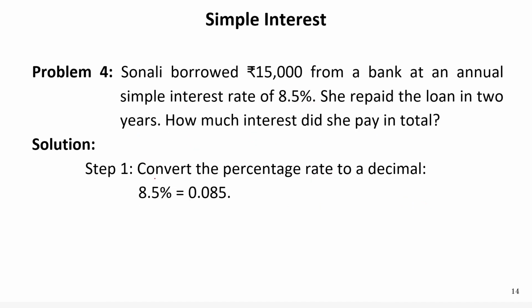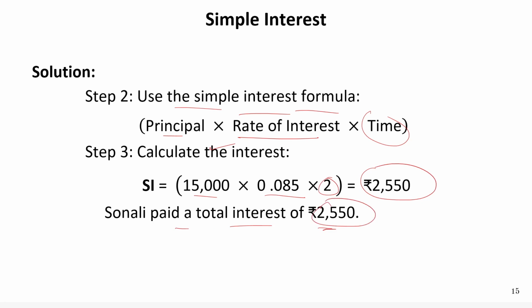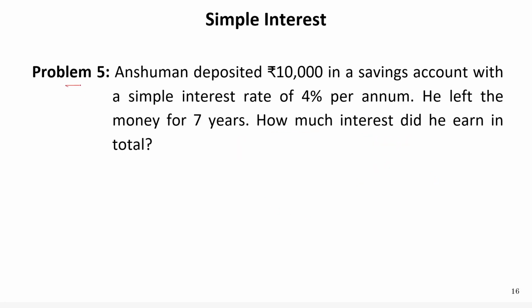So here what they did is they converted the percentage rate to a decimal, that is 8.5% is equal to 0.085. So using the simple interest formula, that is principal into rate of interest into time, then calculating the interest, 15,000 into 0.085 into 2 is equal to 2550. So Sonali paid total interest of 2550. So let's see problem number 5. Ansuman deposited 10,000 in a savings account with a simple interest rate of 4% per annum, he left the money for 7 years. So how much interest will he earn in total after 7 years?